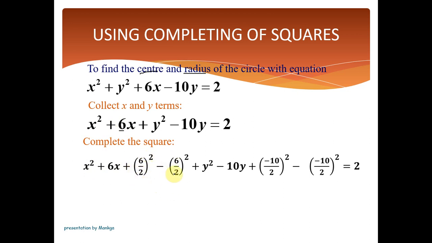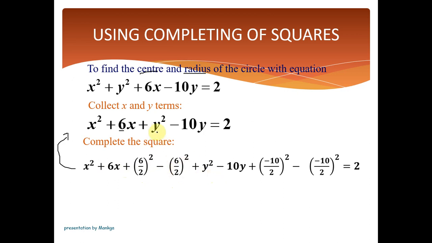Why do you add it and subtract it? We add it and subtract it such that it will cancel out, so we are not changing the equation. When you add it and subtract it, it takes you back to the previous step. This one will cancel this one, and we go back to the previous step. Why do we add it? We add it because we want to complete the square. Then after plus, remember, plus 6 over 2 all squared minus 6 over 2 all squared.